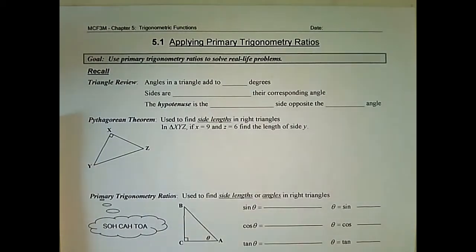Hi everybody, this is going to be our note for 5.1. We're starting chapter 5. We're going to be applying primary trig ratios. So before we get started, we have to do a little bit of review on triangles.